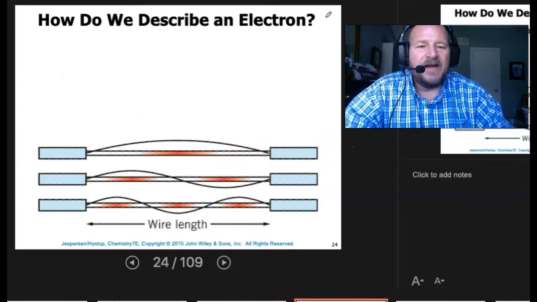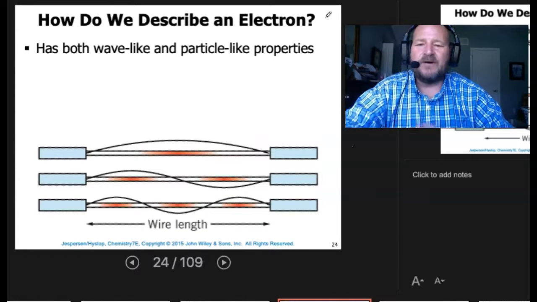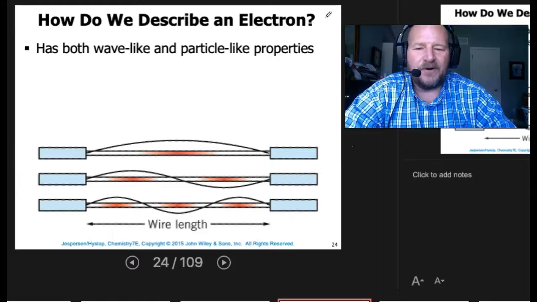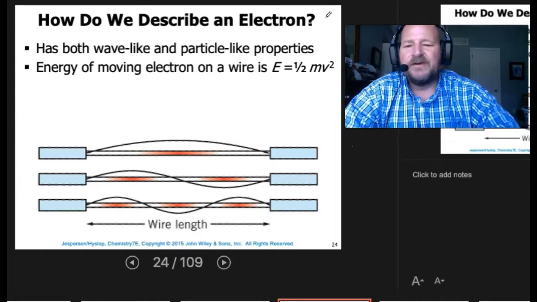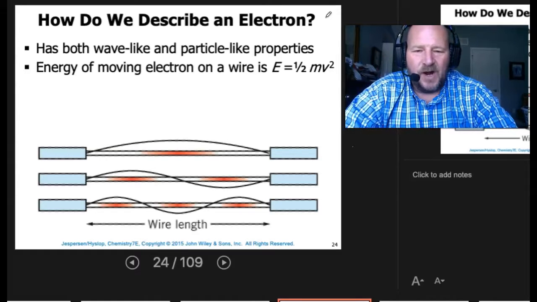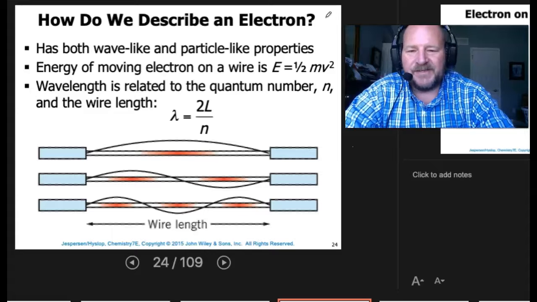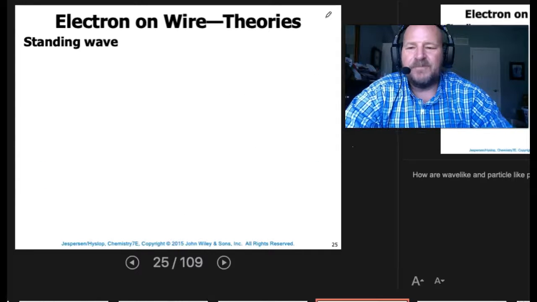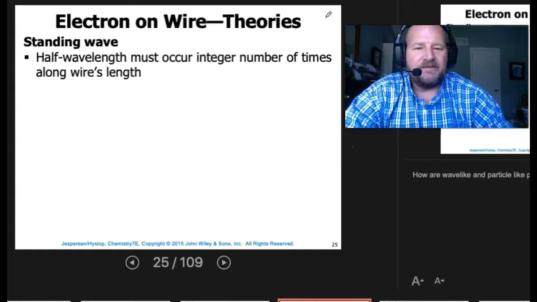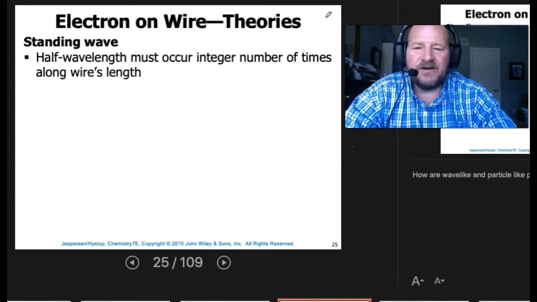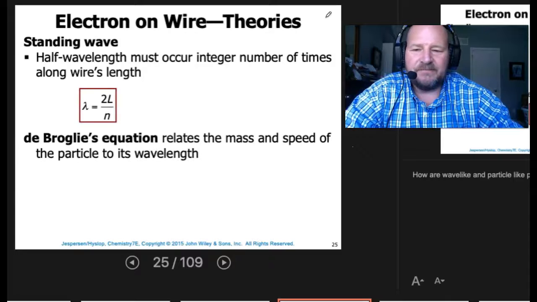Okay. Now, how do we describe an electron? Well, it has both wave-like and particle-like properties. So energy of a moving electron on a wire would be equal to E equals 1/2 mv squared. The wavelength is going to be related to that quantum number. So wavelength is equal to 2L over n. Okay. So if we treat it like a standing wave, then half the wavelength must occur an integer number of times along the wire's length.